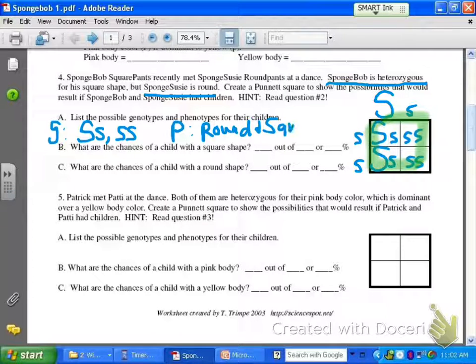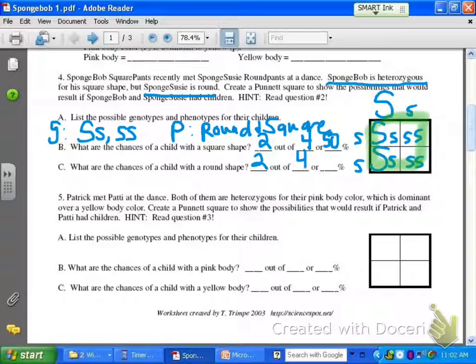Now number 4B says, what are the chances of a child with a square shape? How many of those are going to be squares, Stephen? 2 out of 4, which is 50%. Which ones are going to be square? Which genotype? Big S, little s. Good. And what are the chances of a child with a round shape? Go for it, Stephen. 2 out of 4, 50%.